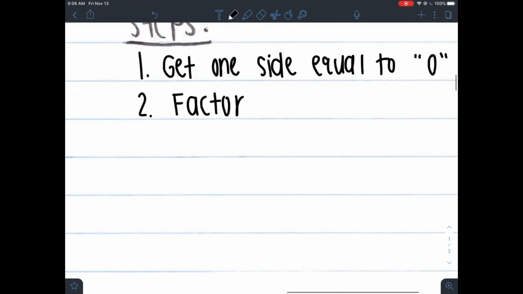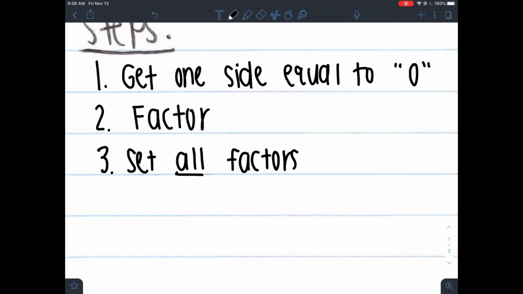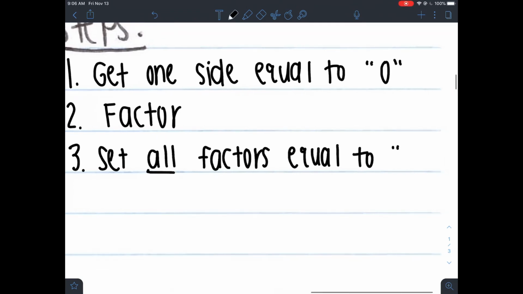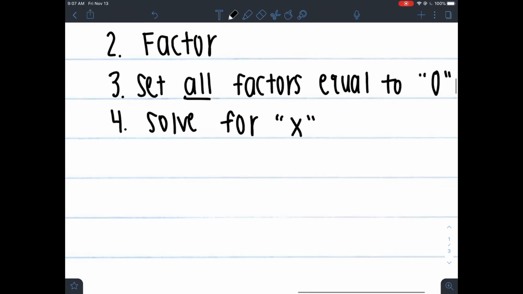Once you factor, you're going to set all of your factors equal to 0. Next step is you're going to solve for x. Because again, what does solving a quadratic mean? You're solving for the x-intercept. So we're solving for x here, solving for that x-intercept. And then lastly, I want you to write it as points.